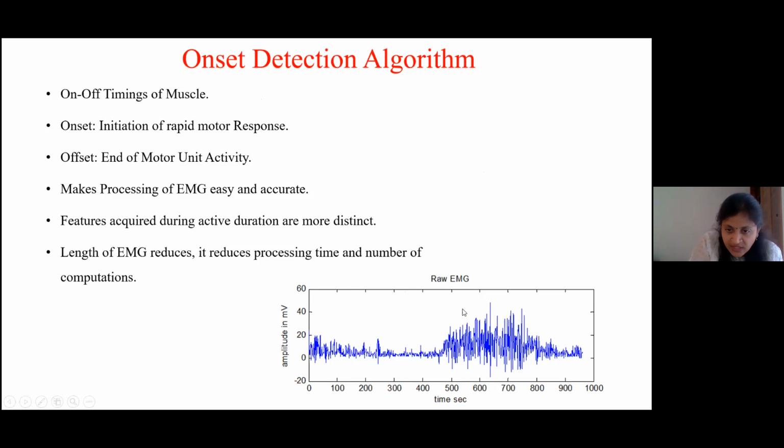So if you detect the onset and offset timing, it makes the processing of the EMG easy and accurate. Why? Because your time duration reduces, your number of samples reduces, your area of analysis also reduces. And the features that you get after running the onset detection algorithm will improve. Features acquired during the active duration of the muscle are very distinct, and the length of the EMG reduces, so it reduces the processing time and number of computations.